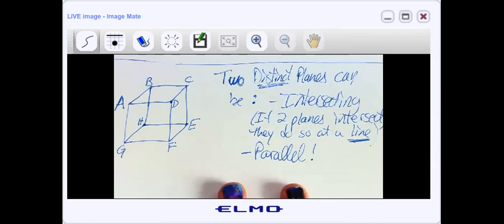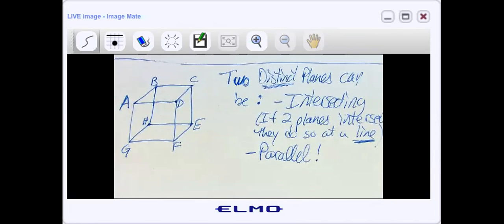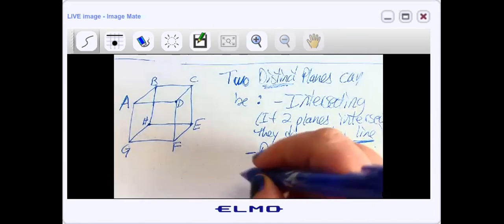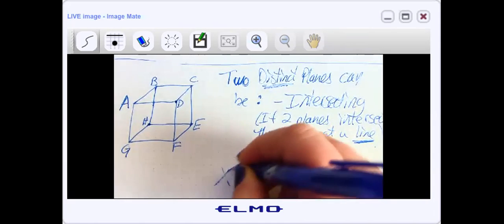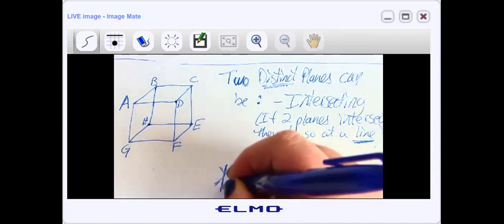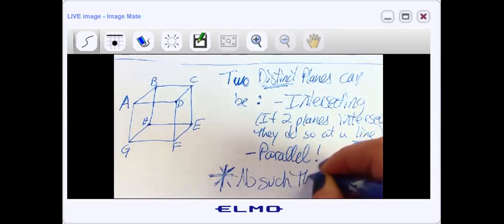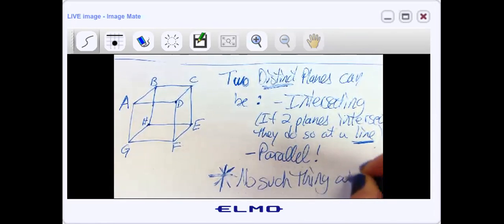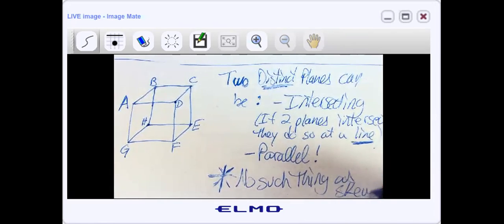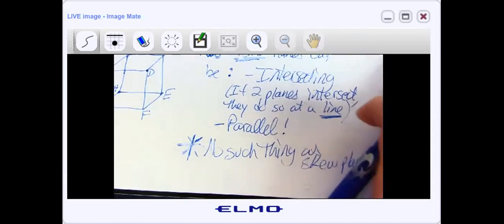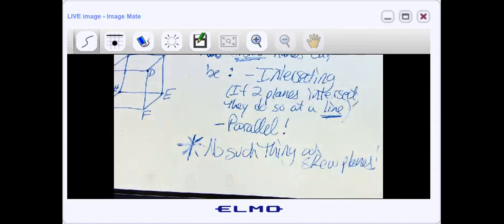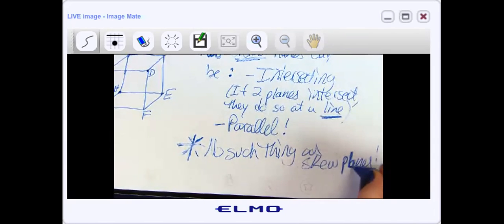Okay, does this make sense so far? Is everybody with me? So let's go ahead and add that. I'm going to put a star here. No such thing as skew planes. It's impossible. They're only going to be parallel or intersecting.